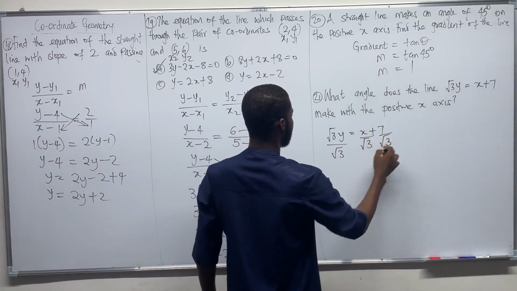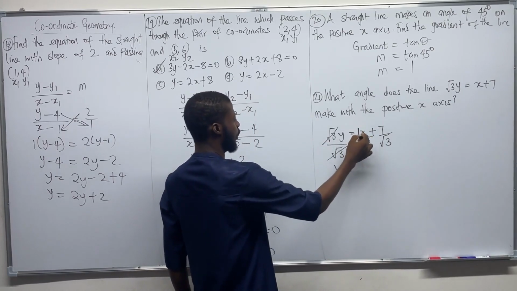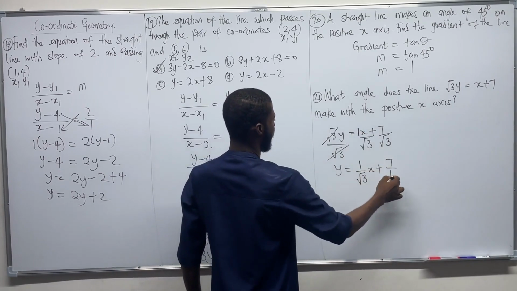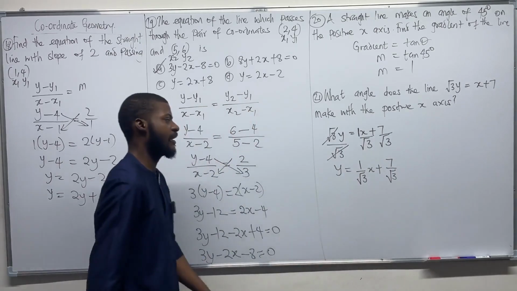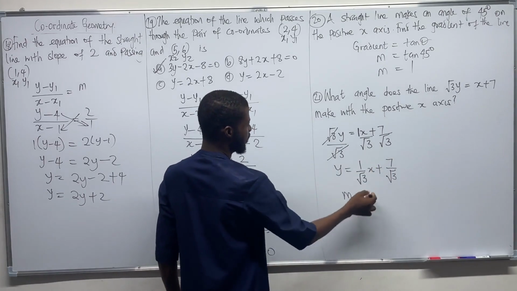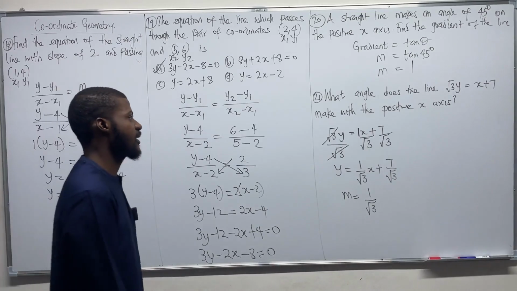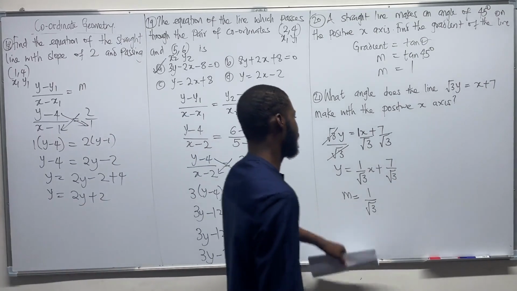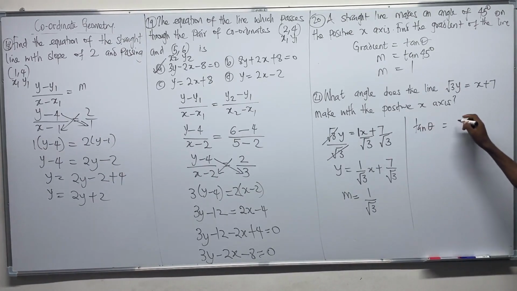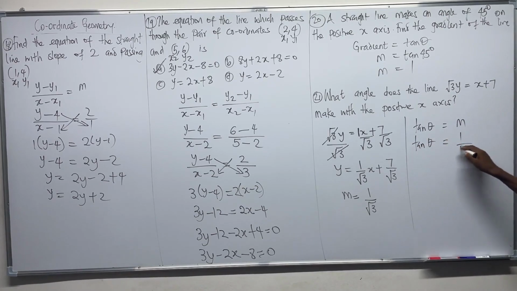Divide every single thing by root 3. So y will be left equal. Remember that there's an invisible 1 here. So this is 1 over root 3 x plus 7 over root 3. Now what will become our gradient? Our gradient here is that thing attached to x, which is 1 over root 3. So this is what we have as our slope. Now remember that the tangent of an angle is always equal to gradient. So the tangent of theta is equal to 1 over root 3.